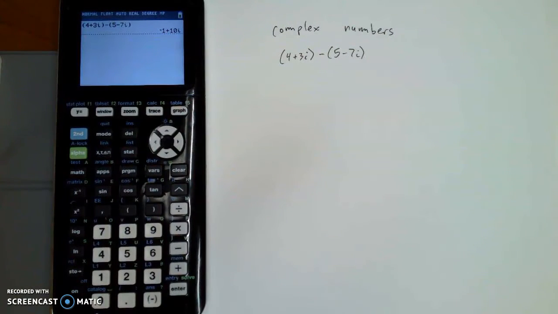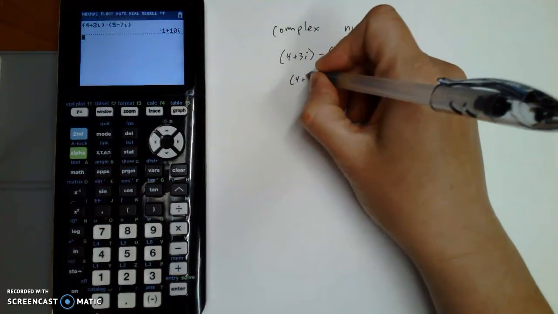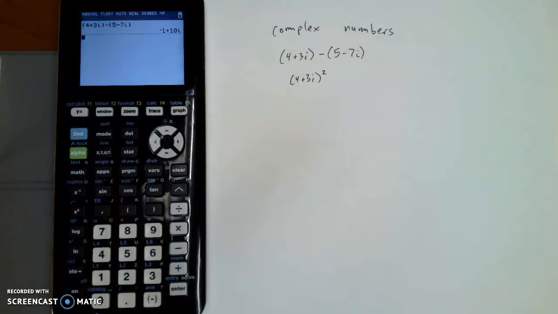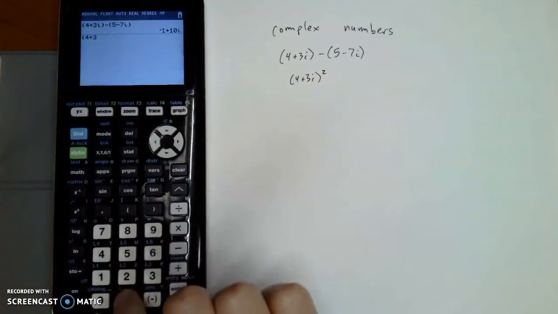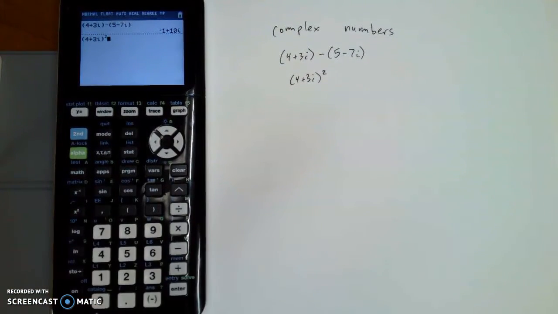I can do this with multiplication and division as well. I can even square. Let's say I want to take 4 plus 3i and square it. I can type that in. So 4 plus 3i, and then let's hit my square button, and my calculator will square it for me.